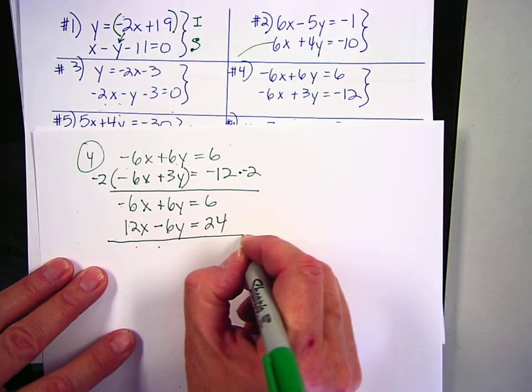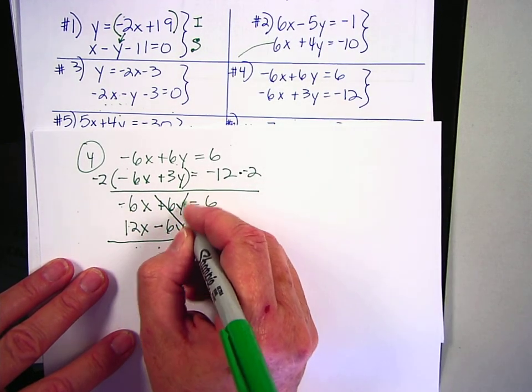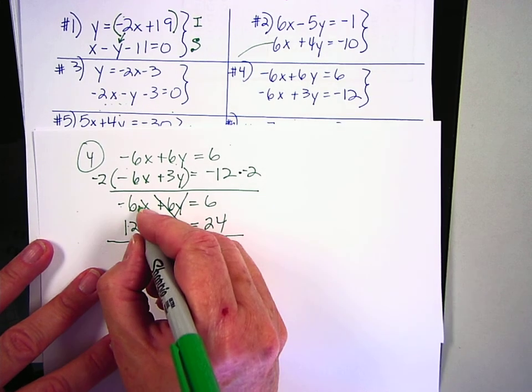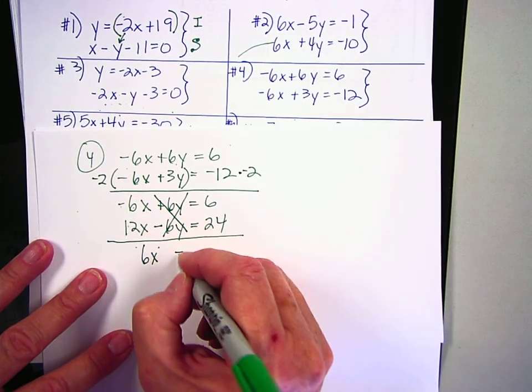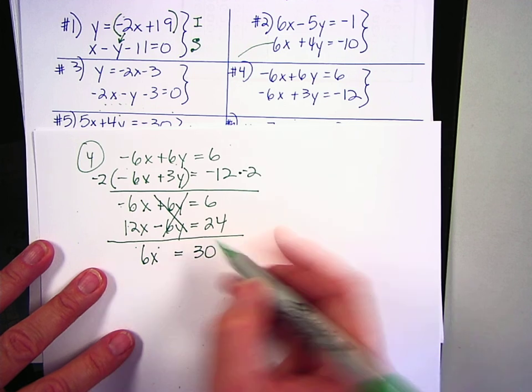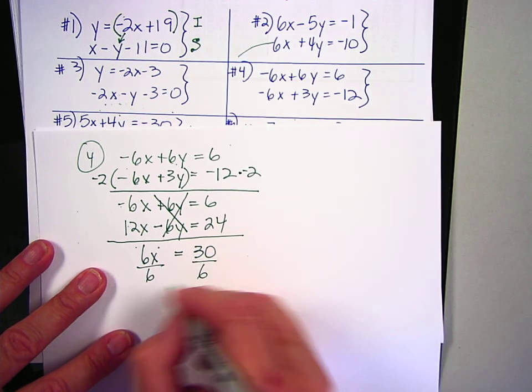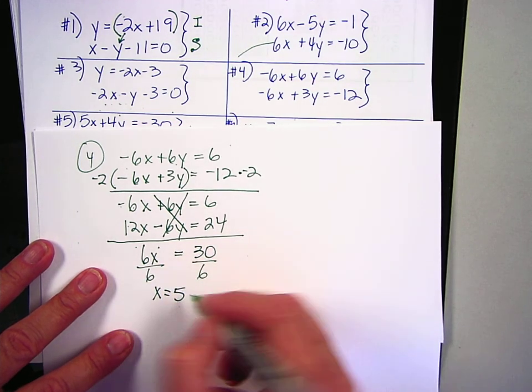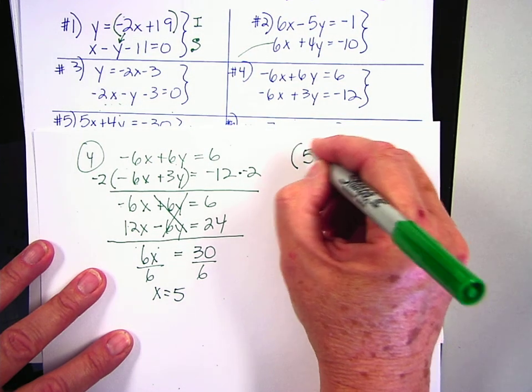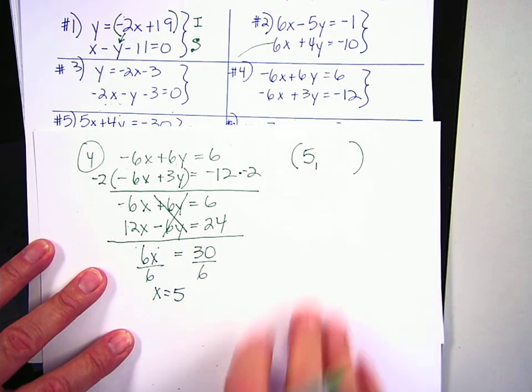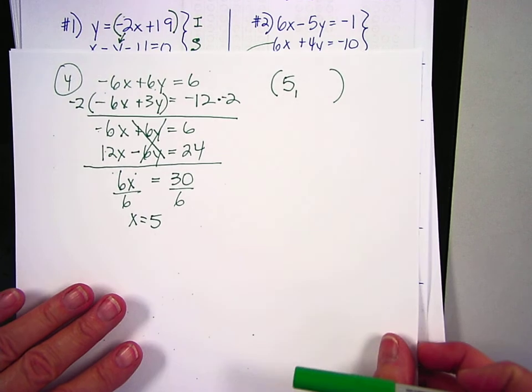When I combine these, my y's completely cancel out because they're total opposites. I have 6 extra x's here, and this is 30. Divide by 6. X is 5. There's half my solution. I want to know y, so I'm going to plug this into either equation. I'll just plug it into the first one.